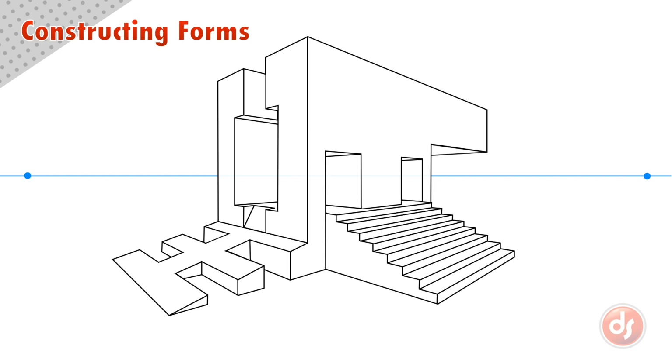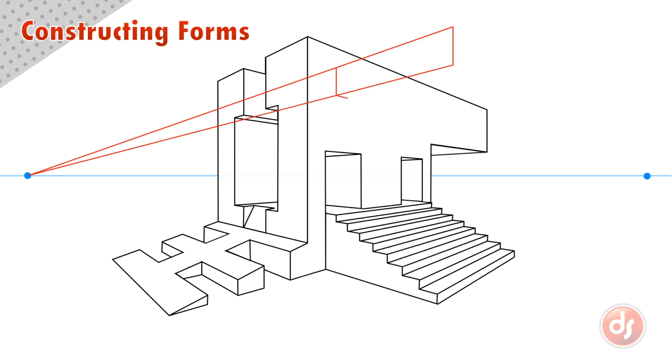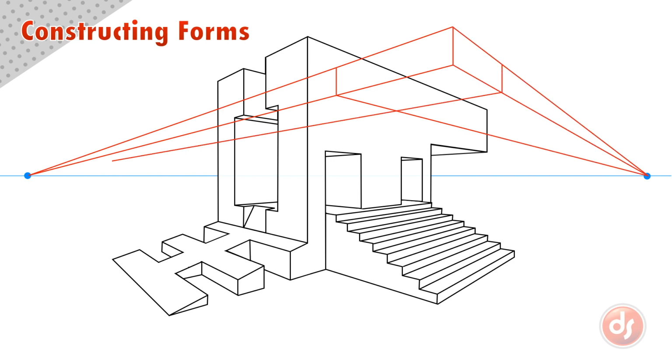Our construction is looking good, but the top of our building seems a little plain. So let's add some extensions up here. We simply need to draw lines from our vanishing points through the box form and inscribe where the extension connects to the side plane. Then decide how long the extension will be and create its depth by drawing lines to the other vanishing point.